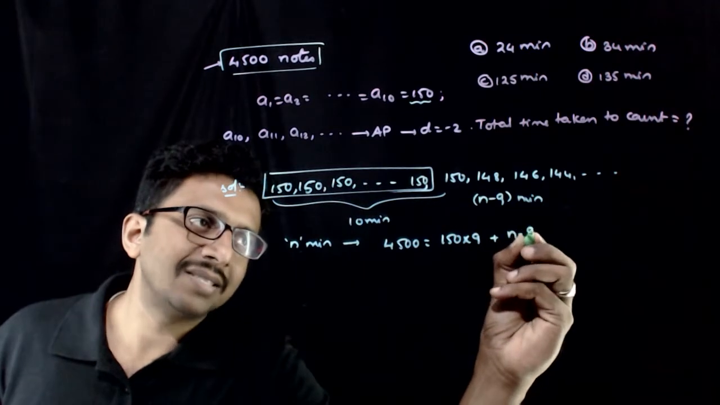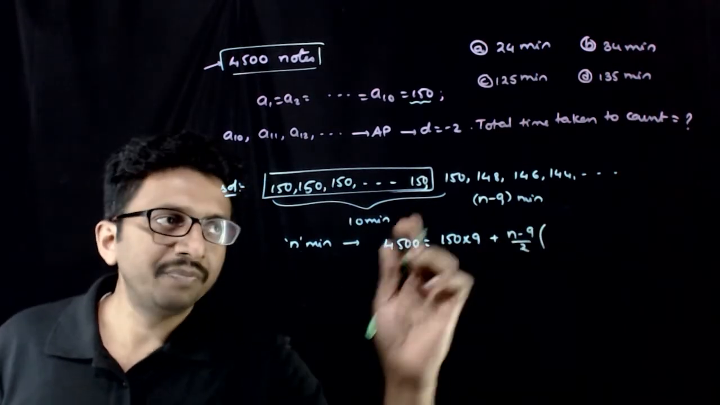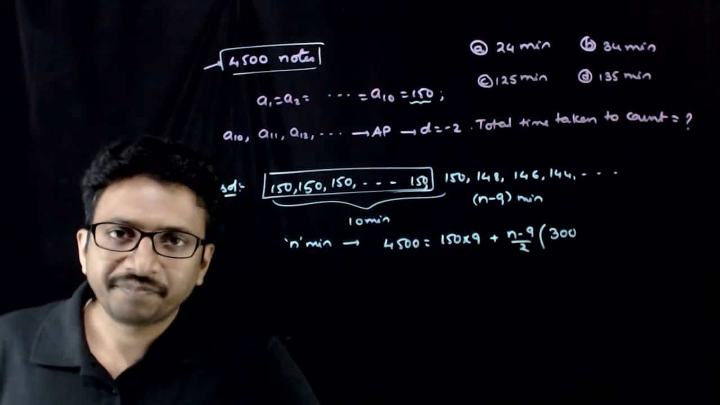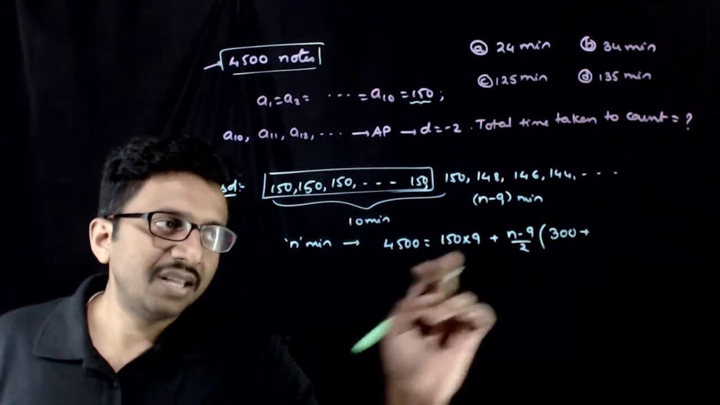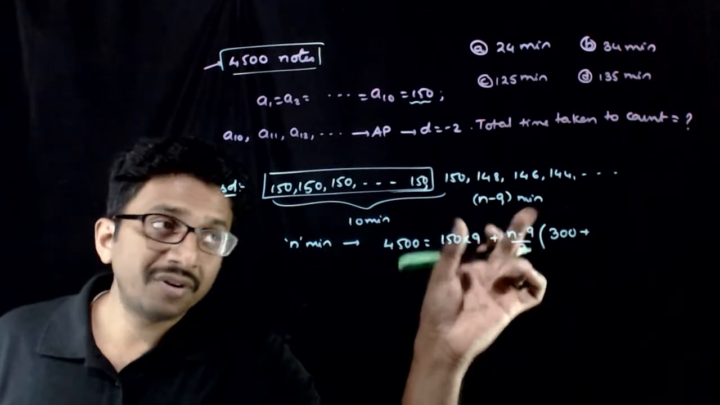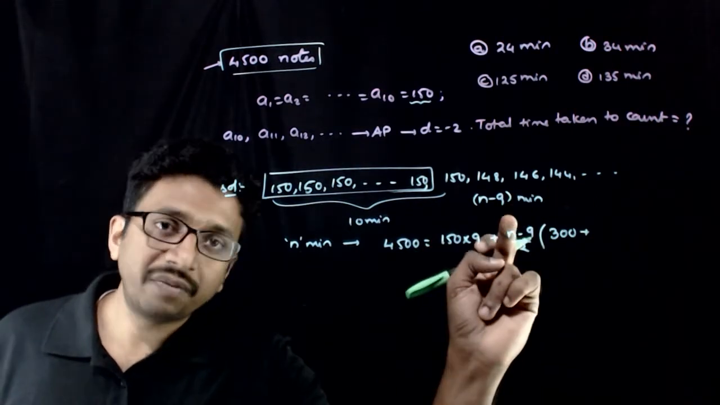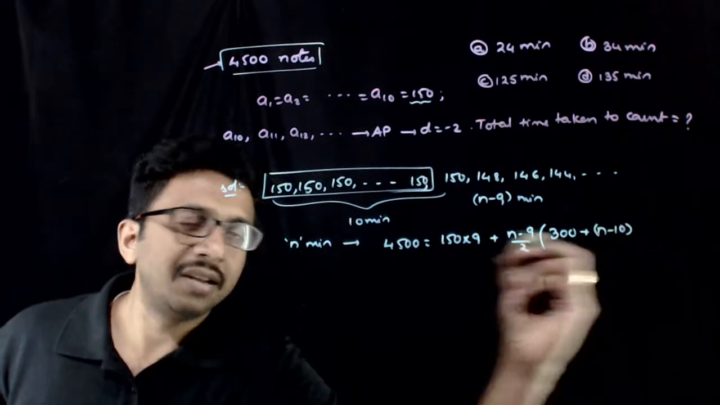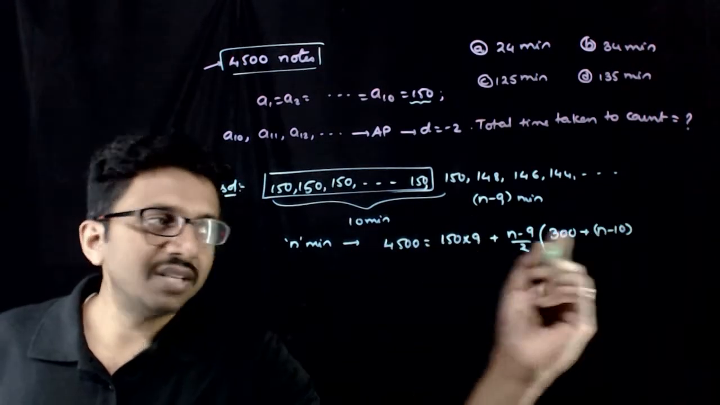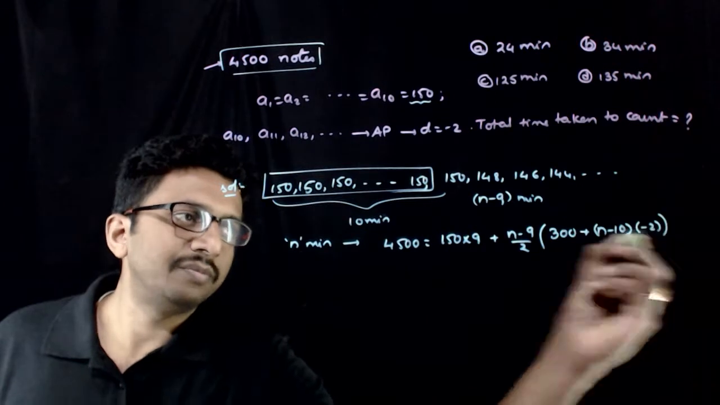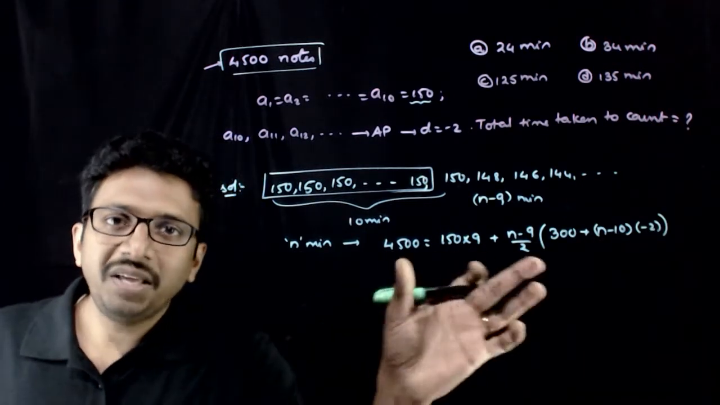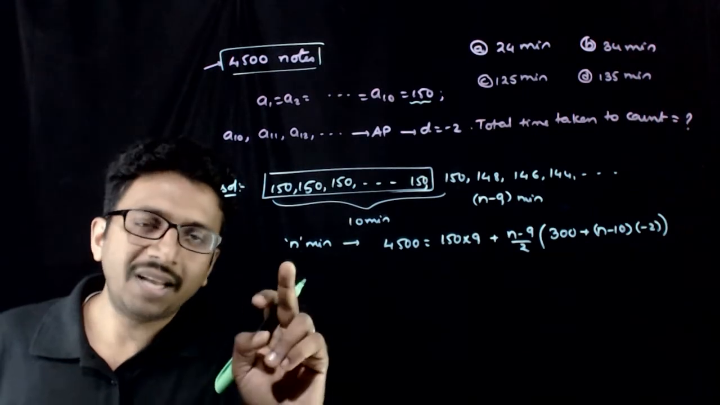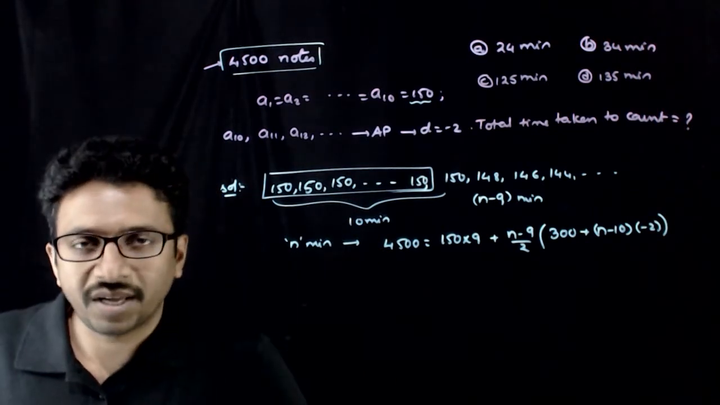It is n minus 9 by 2, n by 2 into 2a, that is 300, the first term is 150, 300 plus n minus 1, that is number of terms minus 1. The number of terms is n minus 9. So n minus 1 becomes n minus 10 times the common difference, which is minus 2. So this should be the equation which needs to be satisfied. The total number of notes counted in n minutes should be equal to 4,500.